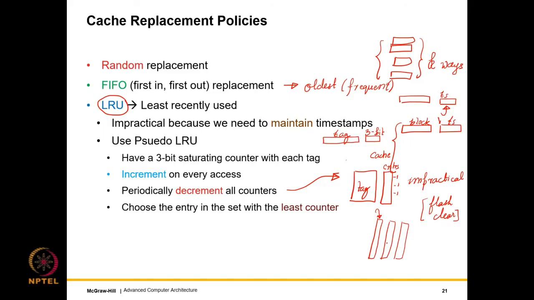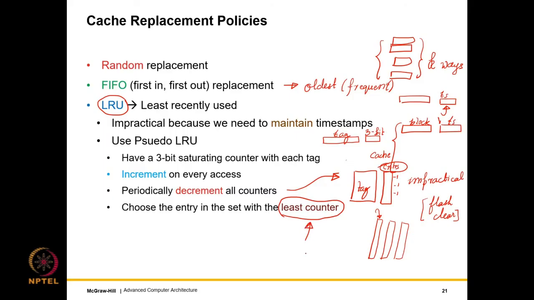This will essentially ensure that all of them to a certain extent are getting reduced, and this is faster than decrementing. Then all of them will get reduced and gradually they will start increasing. With this method, which is called pseudo LRU, the entries that are the most recently used will have higher values of these counters, and the entries that are least recently used will have lower values. So we choose the entry in the set with the least value of the counter.